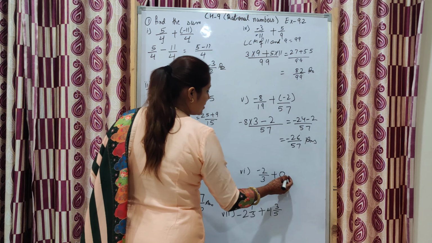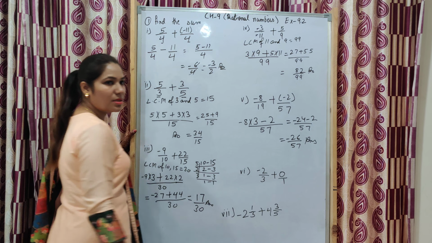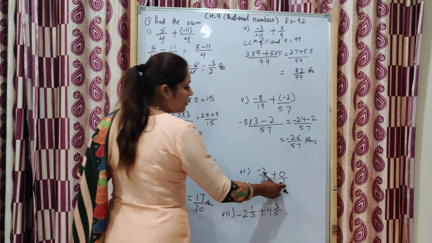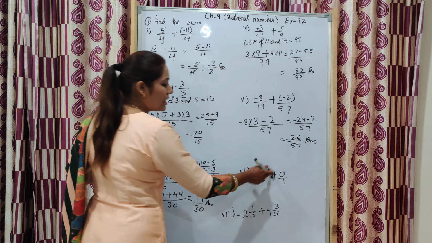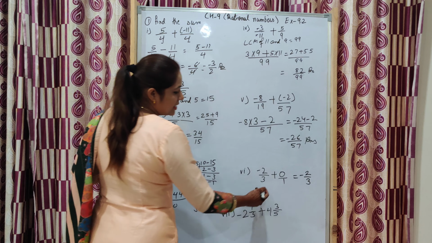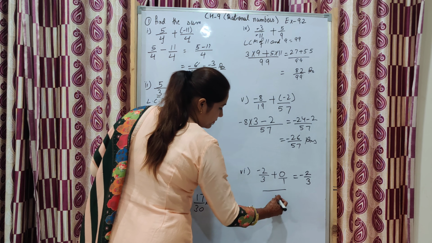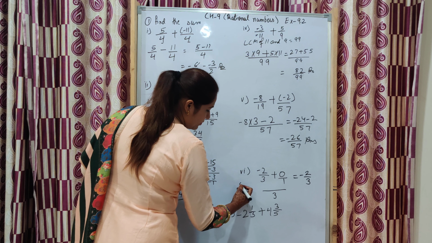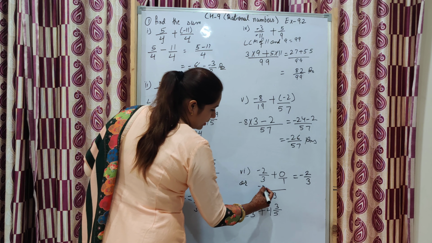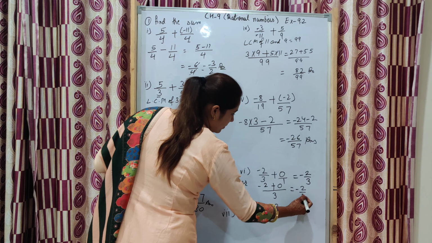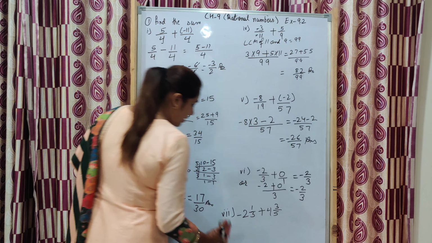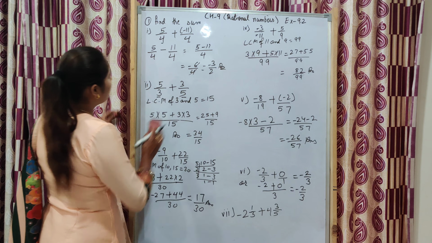Sixth part: minus 2 upon 3 plus 0. Plus 0 means in the denominator there is nothing, it means 1. Now 0: if you add anything to 0, you will get the same number. You can write directly minus 2 upon 3, or you can do one more thing by taking the LCM. Another way, 3, then minus 2 plus 0, again you will get minus 2 upon 3. You can write it directly.